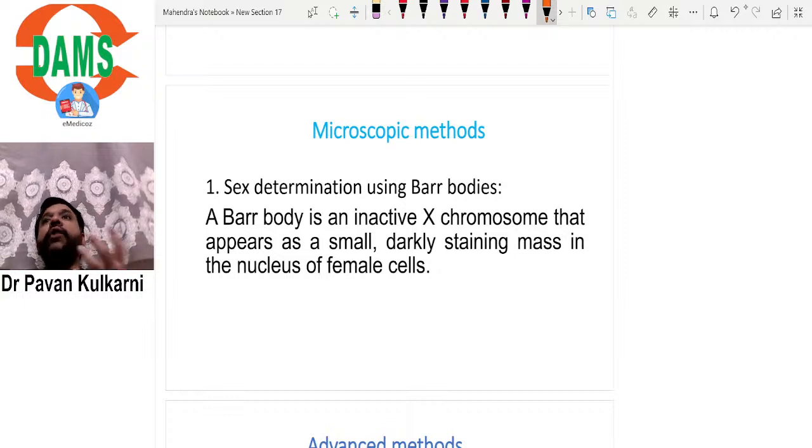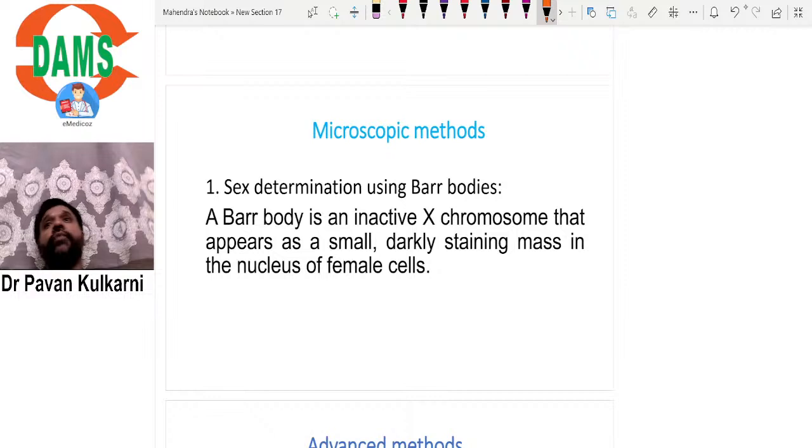Where do you see that? Intranuclear, within the nucleus. It is just an extra X chromosome. It appears as a dark staining mass. So, suppose we get a tissue, for example a saliva sample or a buccal mucosa smear. If I am able to see this bar body within the nucleus, yes, I can identify that this buccal smear belongs to a female individual. So the bar body is specific for females.